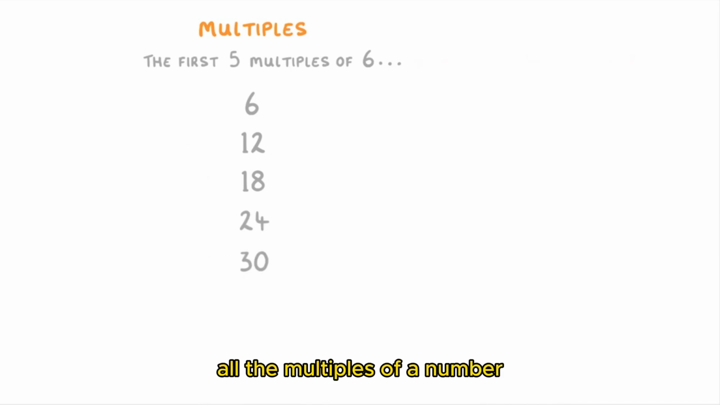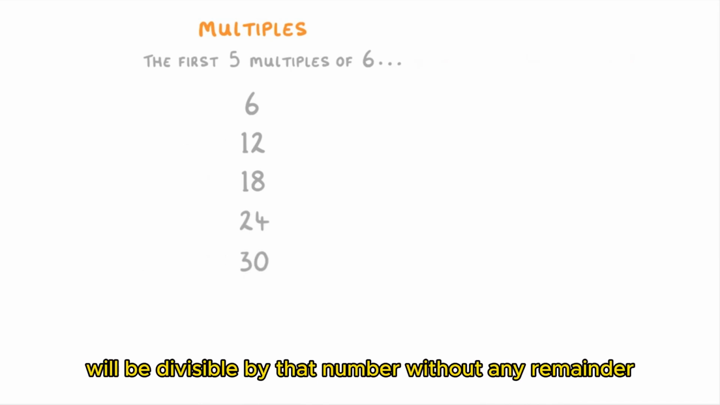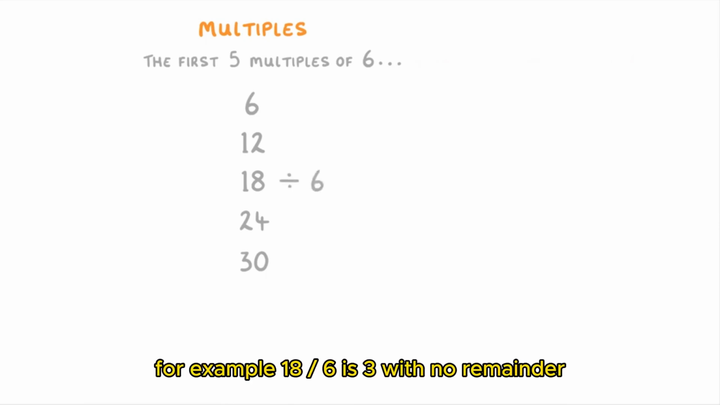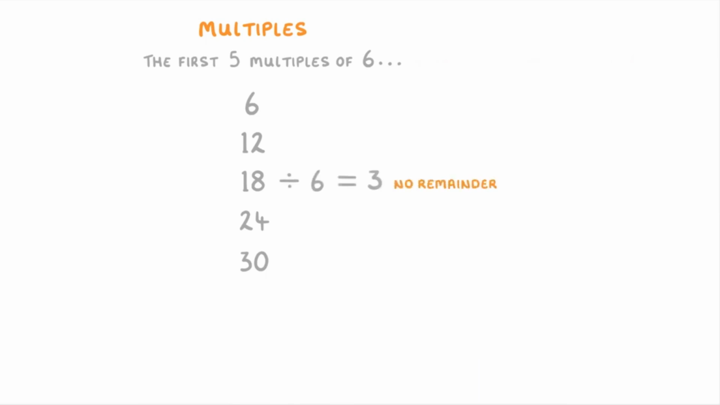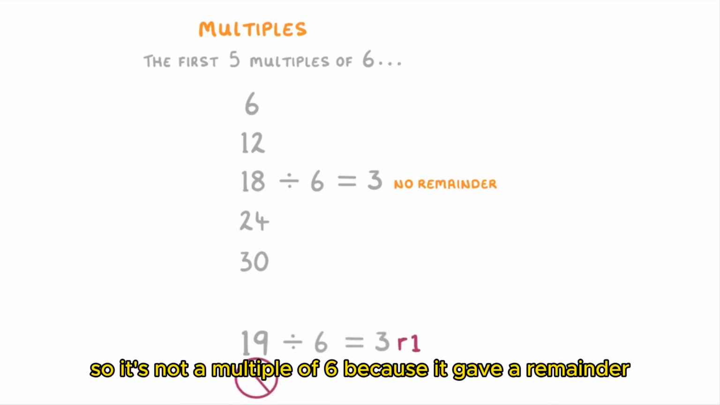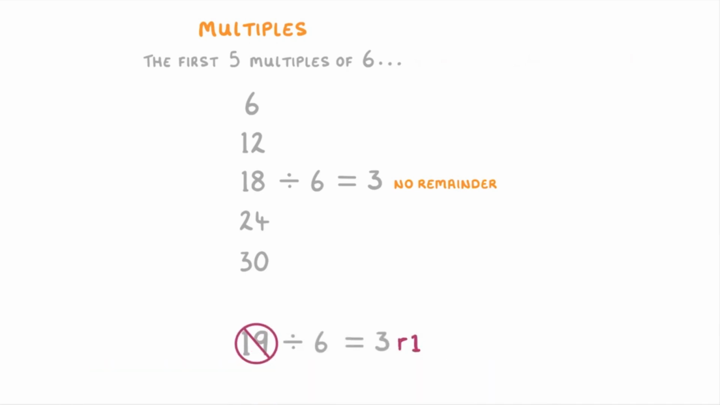Because of this, all the multiples of a number will be divisible by that number, without any remainder. For example, 18 divided by 6 is 3 with no remainder. So 18 must be a multiple of 6. Whereas if we looked at 19, 19 over 6 is 3 with a remainder of 1. So it's not a multiple of 6 because it gave a remainder.